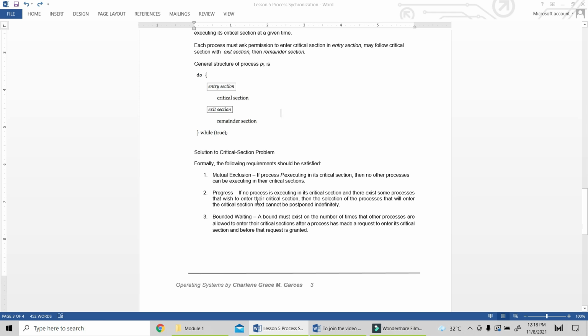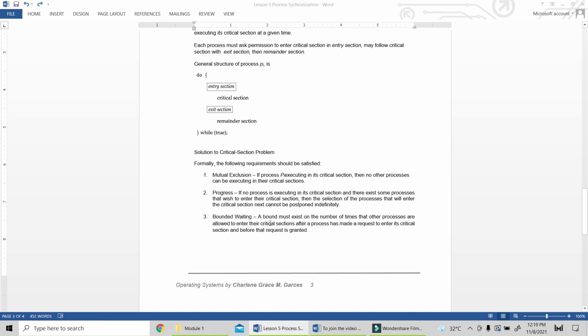And then we also have the progress. If no process is executing in its critical section, and there exist some processes that wish to enter their critical section, then the selection of the process that will enter the critical section next cannot be postponed indefinitely. Meaning, at a point in time when only one process wishes to execute in a critical section, then it can be taken.